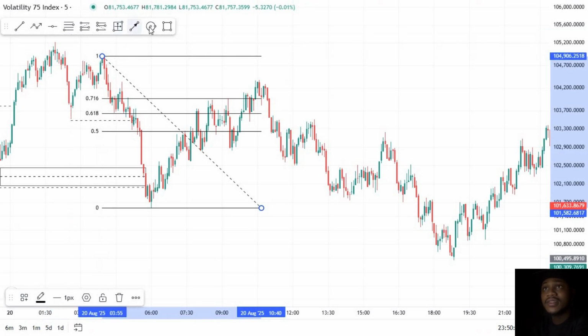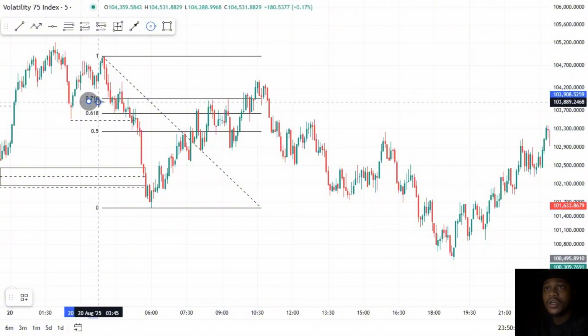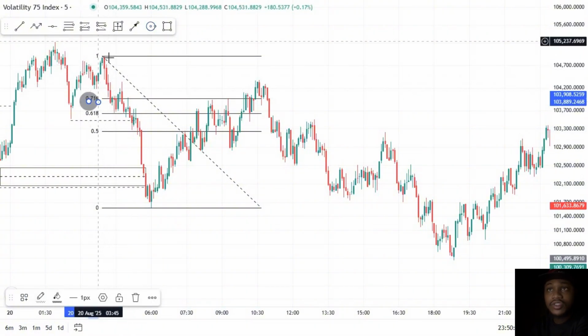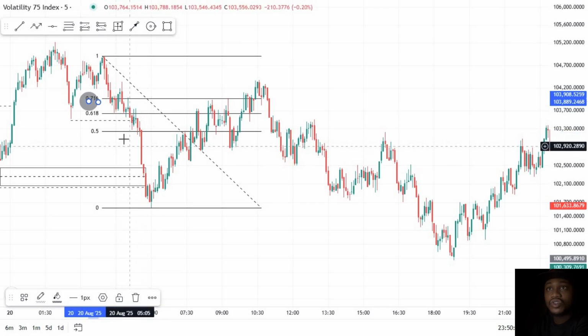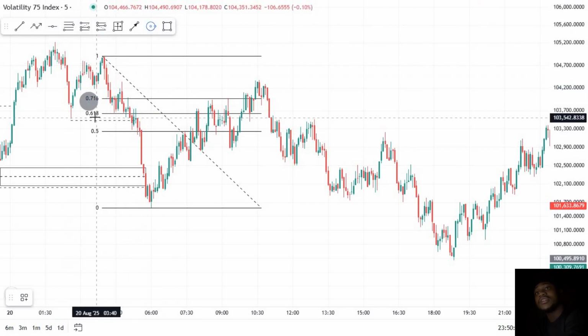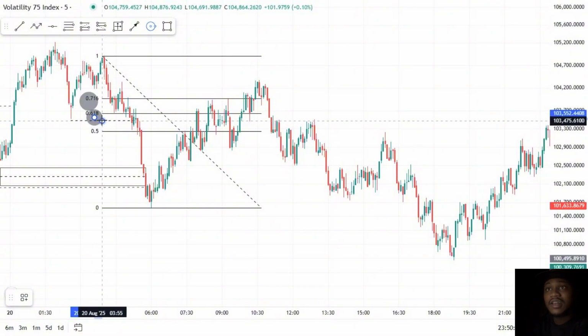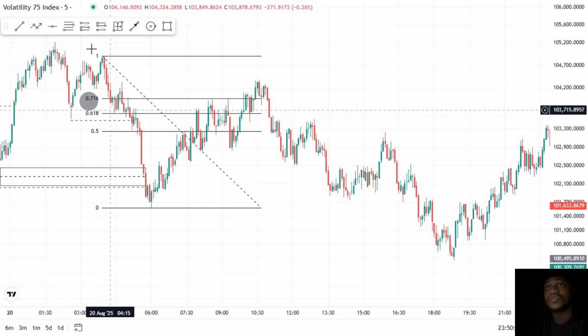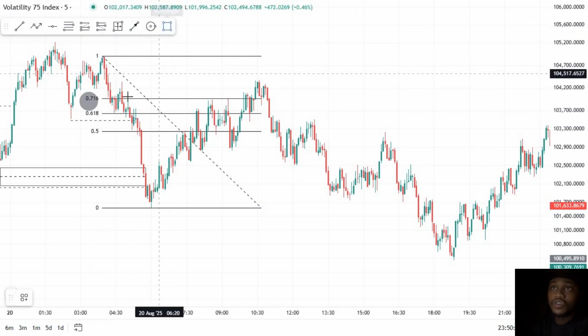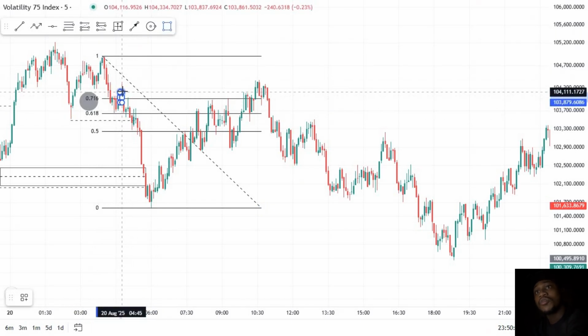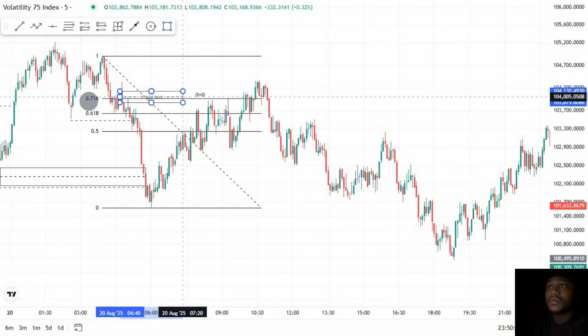So if we look at the 71.6 level right here, that's actually within the territory of that shift in structure, as you can see, and we have the 61.8 level. Markets usually tend to respect the 61.8 level more than the 71.6 level, but this time I actually took the 71.6 level as my point of interest, where I'm looking to sell the market from right here. As you can see, we used it right here.